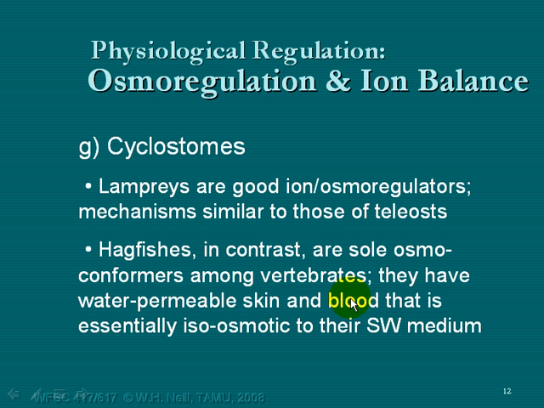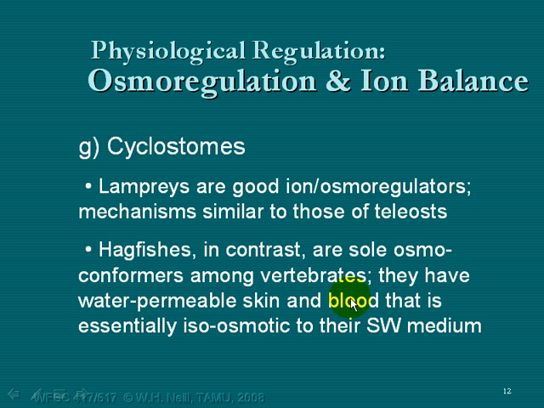Cyclostomes, again, it's pretty obvious, I think, to everybody that studies these fishes that lampreys and hagfishes are totally different critters, even though they both are grouped together as the round-mouthed fishes. Lampreys are perfectly good ion osmoregulators, and they operate pretty much like teleosts. And lampreys, of course, move from freshwater to marine and back again. When they're in marine habitats, they operate like marine teleosts, and when they're in freshwater, they operate like freshwater teleosts.